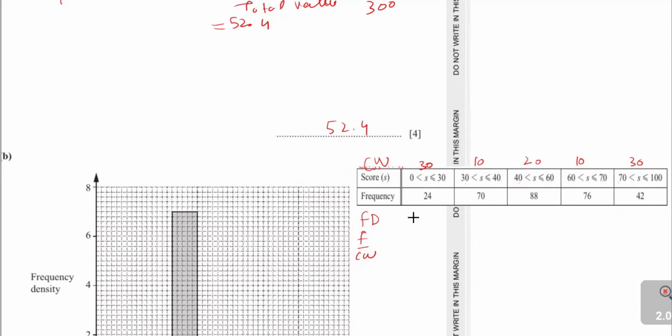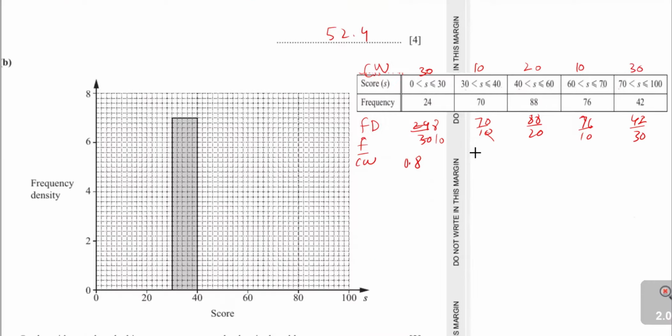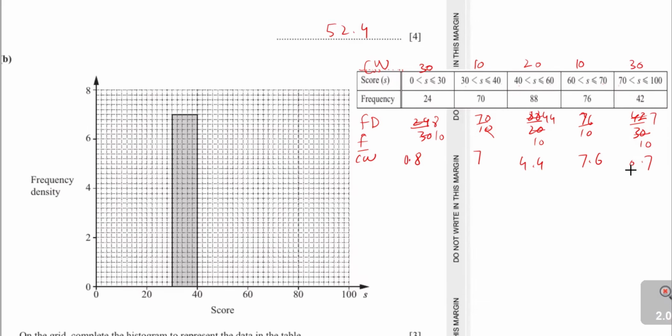This is 30, and this is the class width. The frequency densities are 24 over 30, 70 over 10, 88 over 20, 76 over 10, and 42 over 30. This will be equal to 0.8, 7, 4.4, 7.6, and 0.7. We will draw the bars here.